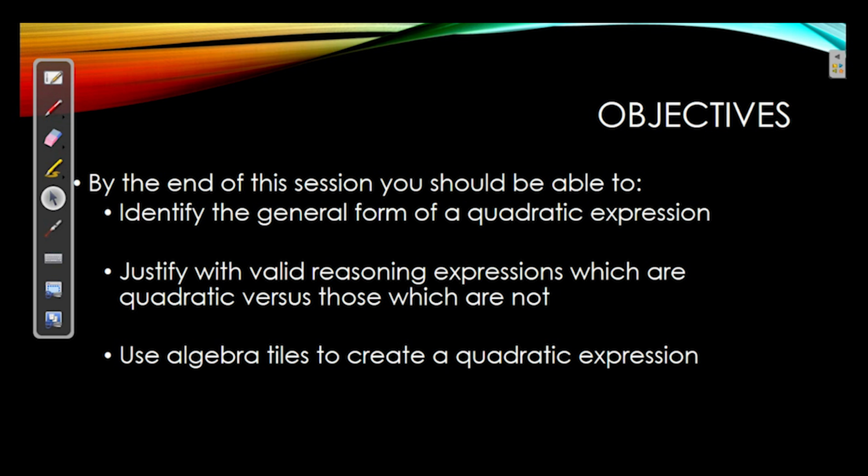So at the end of this session, I hope you fully understand how to identify a quadratic expression and you feel very confident in your abilities to work with quadratics, because once you master this particular skill, the rest of quadratics should be just fine. It will just be testing some more of your algebraic skills.